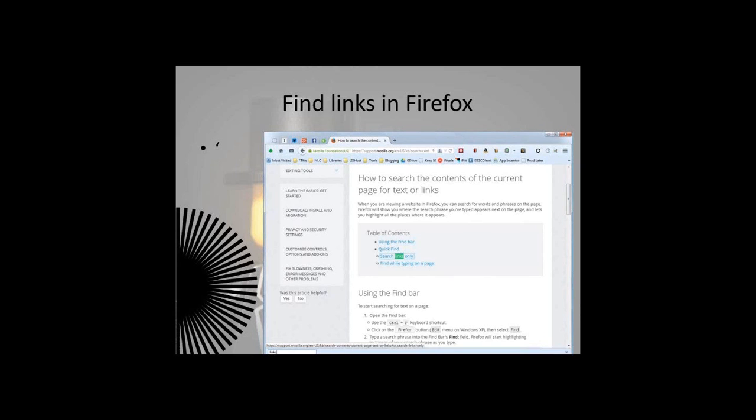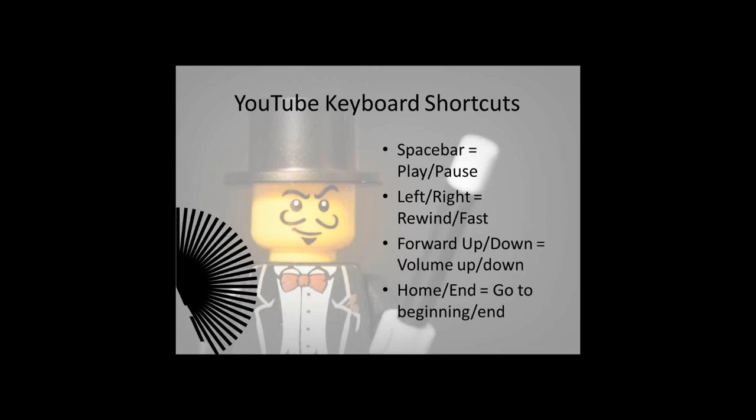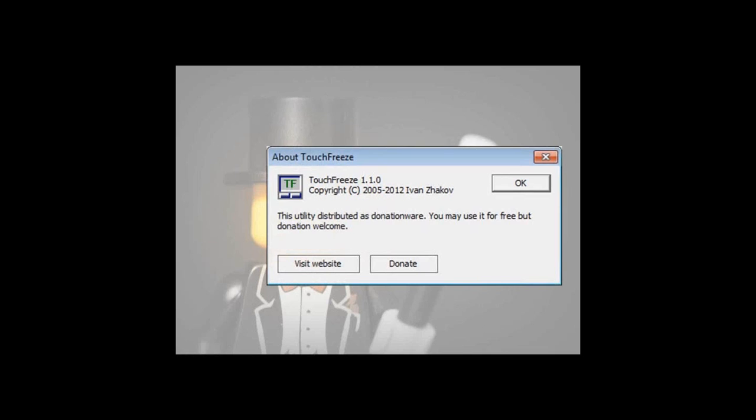Okay. All right. YouTube keyboard shortcuts. Not a lot of people know that you can control your videos with the keyboard on YouTube. Spacebar is play pause. Your left and right arrows are rewind and fast forward. Up and down are volume up and down, and home and end go to the beginning and the end of the video. So if you're a keyboard freak, like a lot of people I know, you can completely control the playback of the video using your arrow keys. And I especially like the rewind and fast forward because sometimes moving that slider is not exactly the most convenient. And very imprecise, exactly.